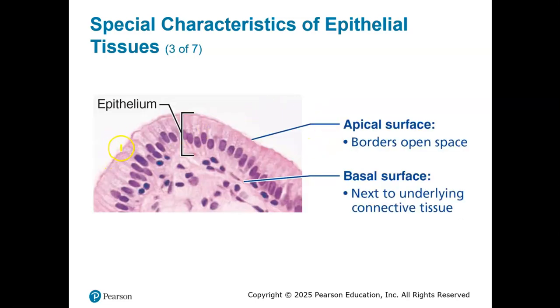So these are the cells that line our respiratory tract, line our airways. You can see this soft, fuzzy layer of cilia here that helps to sweep mucus and trapped particles up and out of our lungs. I think that's what this is. It almost looks like it could be, yeah, I'm pretty sure.